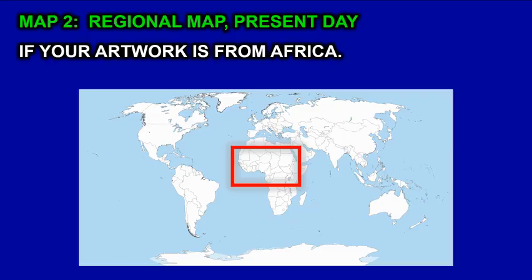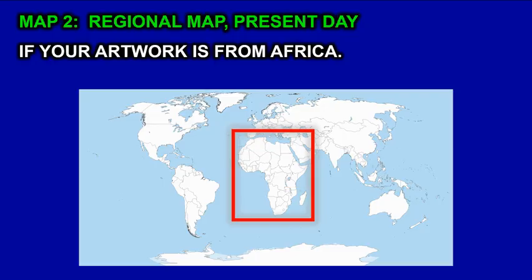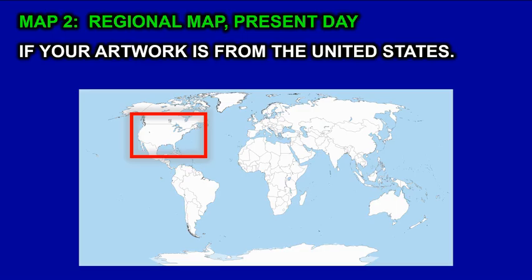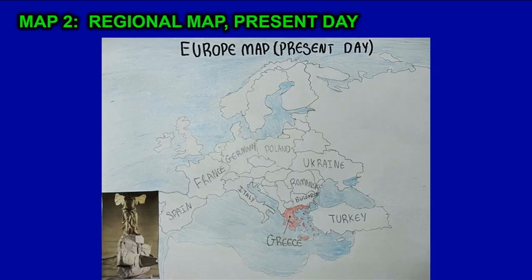Let's see, if it's from Africa, you can zoom into a part of Africa or you can do the whole continent of Africa. That's fine either way. If it's from China, you'll focus on China and the area around it. If it's from the United States, you'll focus on the US and the area around it. So here's some examples of regional maps, the present day.